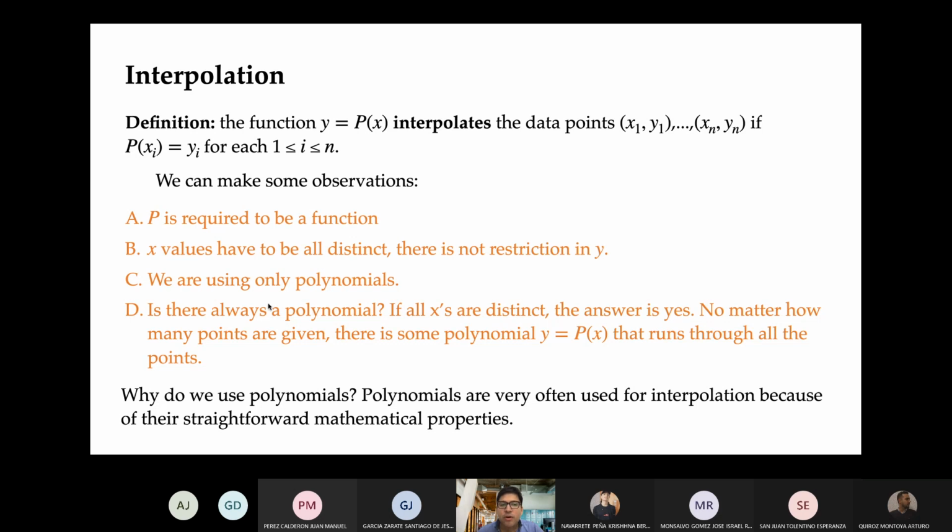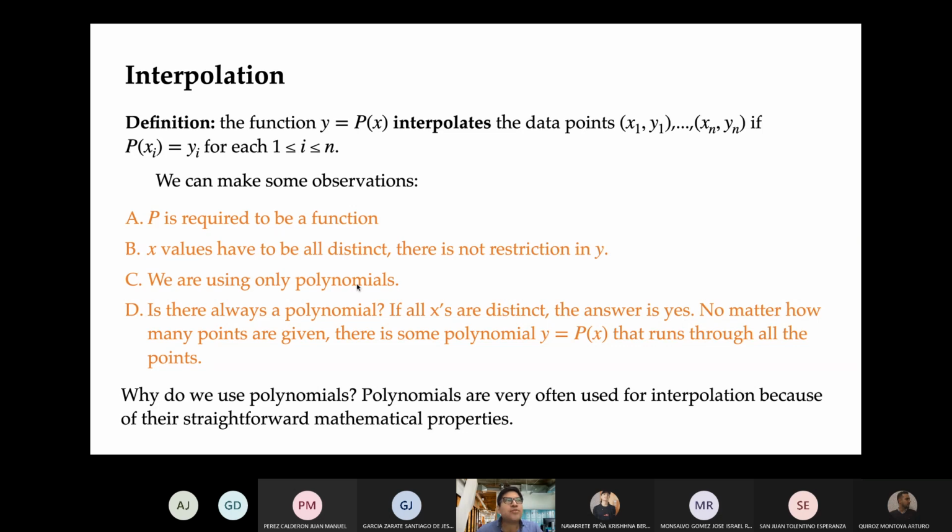Okay, so we are only using polynomials to interpolate. And the last point would be a question. Is there always a polynomial to actually interpolate all the points? As I said, if all x's are distinct, the answer would be yes. No matter how many points are given, there is some polynomial y equal to p(x) that runs through all the points.